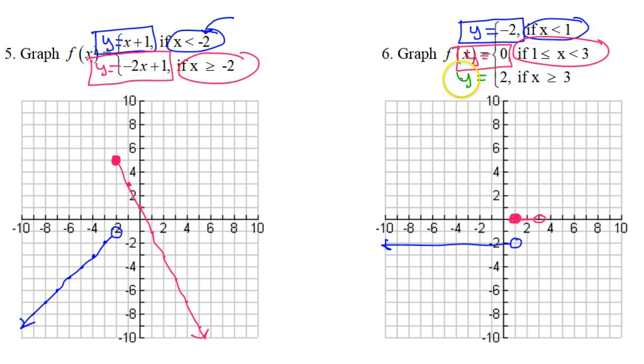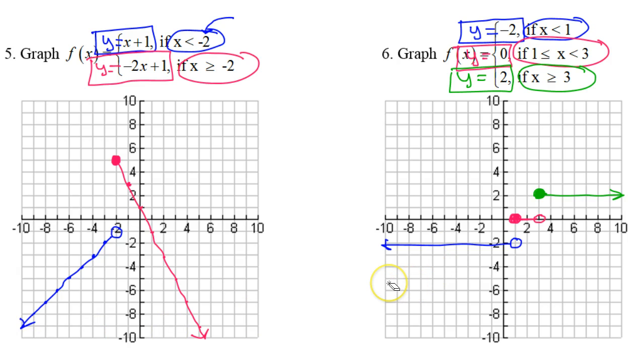And finally, if we do the piece y equals 2, that is a horizontal line at 2. But looking at the domain restriction, we want x values to be greater than or equal to 3. So here's an x value of 3, and it says equal to 3, so we'll include this point. And then comes the greater than part, which is to the right. So that's what that piece should look like. And we're done. So this is what this piecewise function should look like overall.